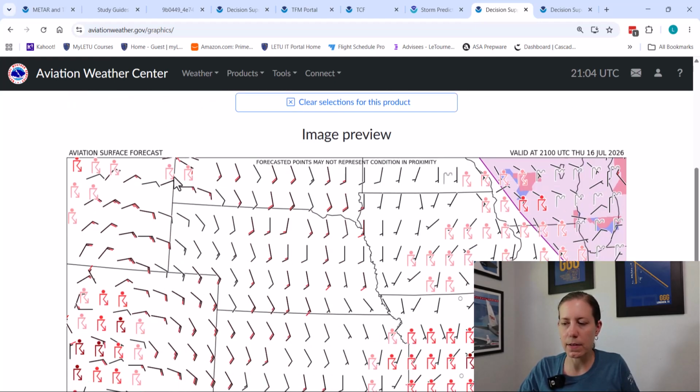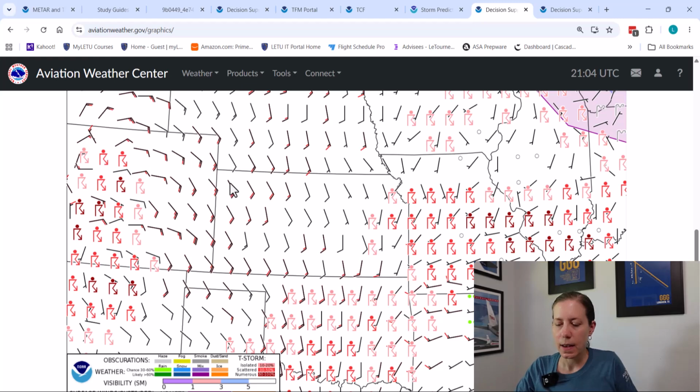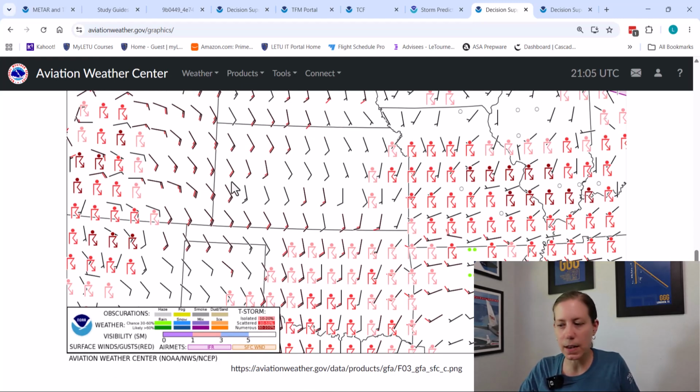So here we go. This is my surface forecast. And what this data gives me is a big picture view of what is going on. We have precipitation symbols, weather symbols on here.